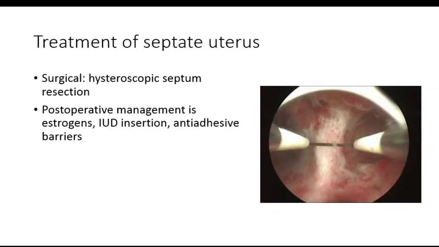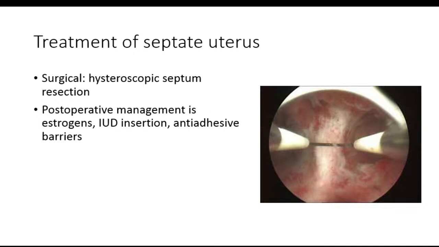The treatment of the uterine septa is a surgical one. You cannot treat it with pills, with drugs. Usually we do it hysteroscopically. Resection, intrauterine electrosurgery, and for post-operative management, we need to prescribe estrogens for prevention of adhesion formation after the resection of the septum.